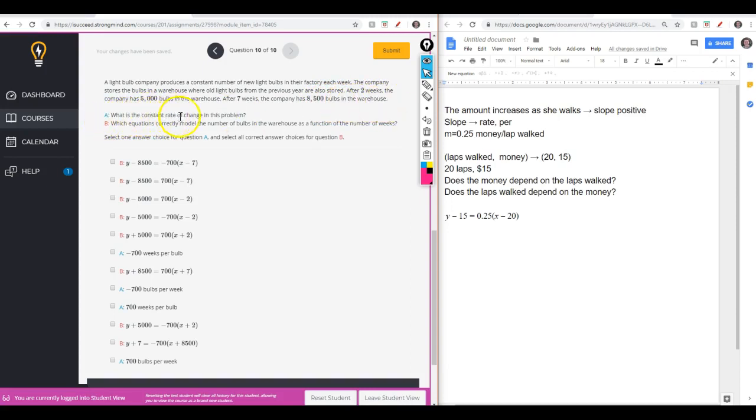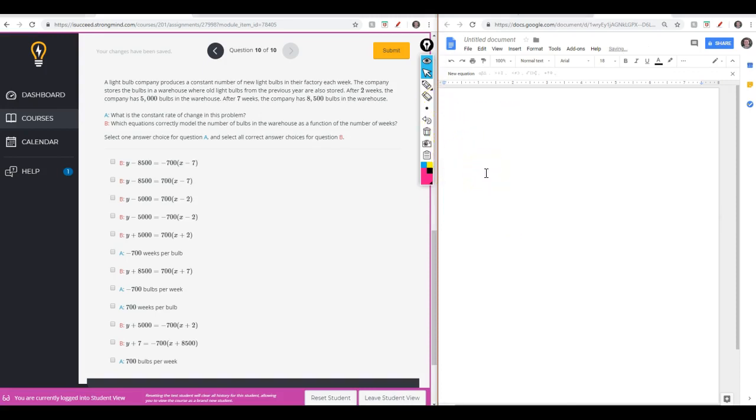A. What is the constant rate of change in this problem? And B. Which equations correctly model the number of bulbs in the warehouse as a function of the number of weeks? Select one answer choice for question A and select all the correct answer choices for question B. Okay, so this is first wanting us to find out what our slope is.